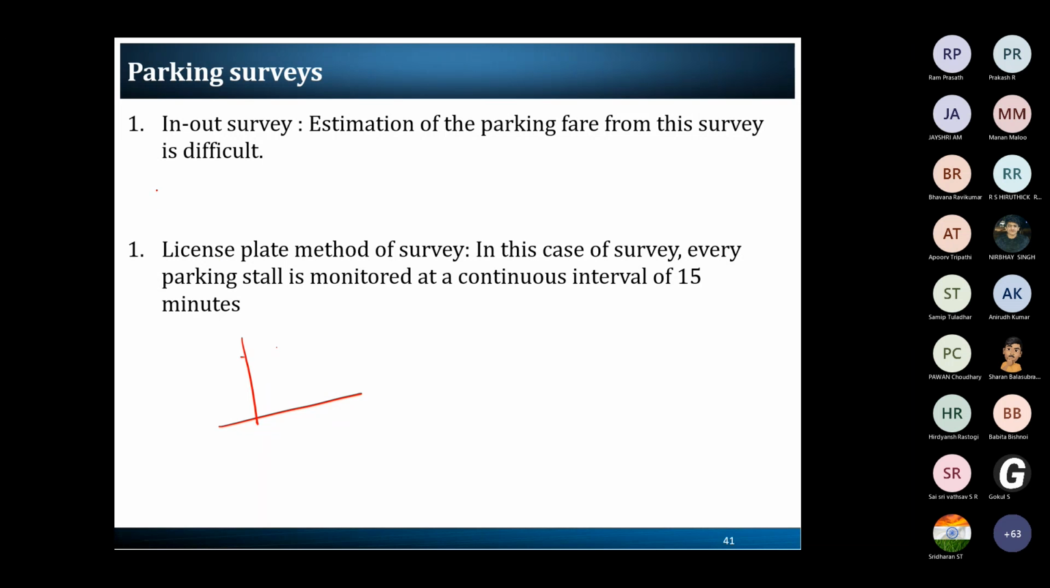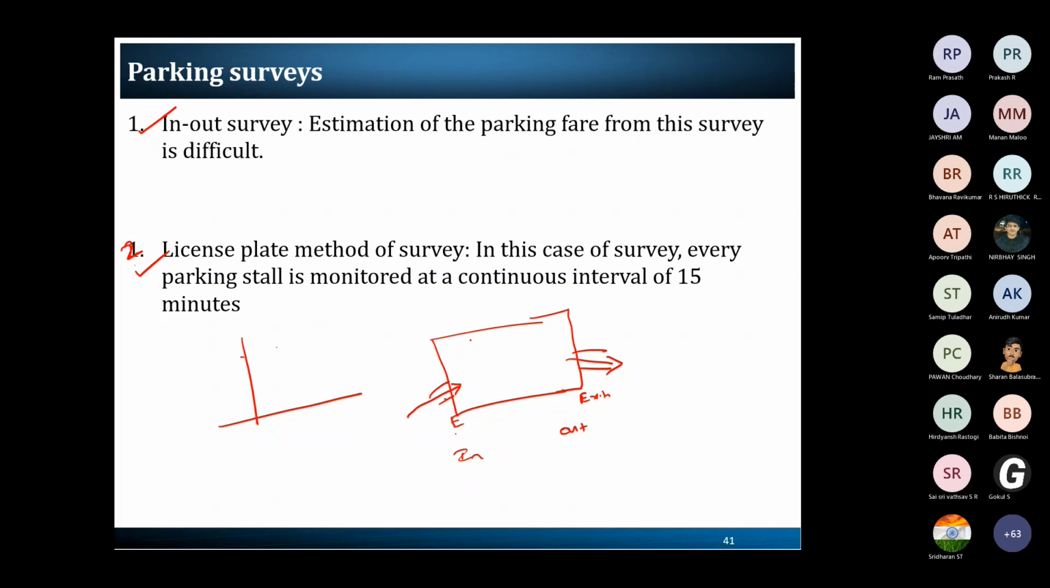There are two types of surveys we conduct: the in and out survey and the license plate survey. In the in and out survey, this will be your parking area. This is the entry, and this will be the exit. So at what time you are entering and at what time you are leaving, what will be the number of vehicles from the entry point and exit point, on an in and out basis, the parking will be studied.